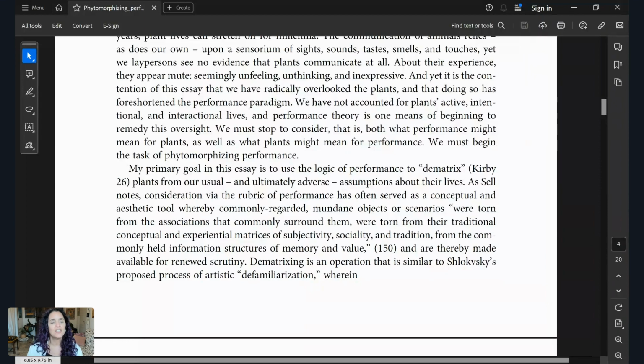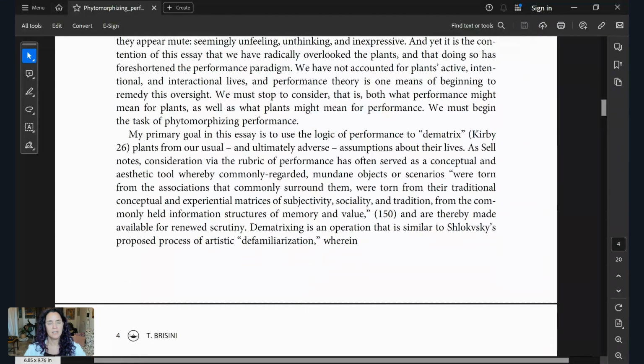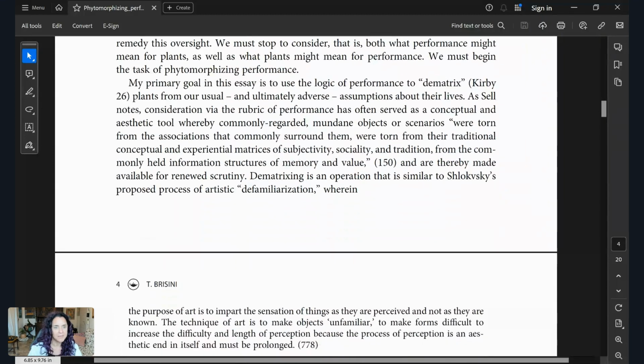And yet, it is the contention of this essay that we have radically overlooked the plants. Yes. And that doing so has foreshortened the performance paradigm. Yes. We have not accounted for plants' active, intentional, and interactional lives. And performance theory is one means of beginning to remedy this oversight. I am so following you here. You go, Travis. We must stop to consider, that is, both what performance might mean for plants, as well as what plants might mean for performance. We must begin the task of phytomorphizing performance. Yes, you've got me.